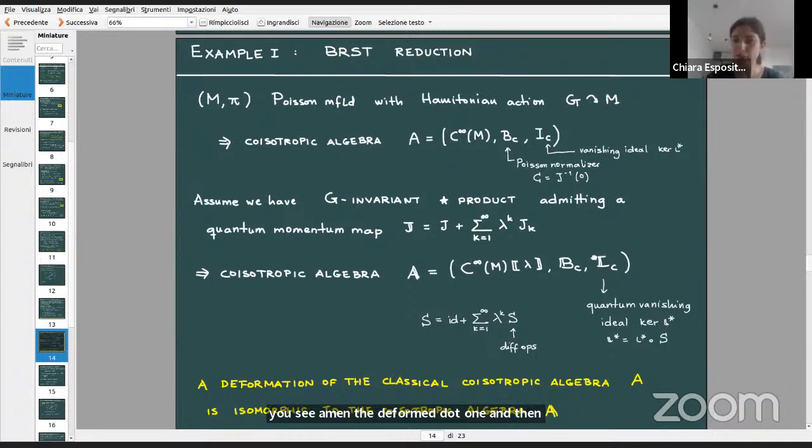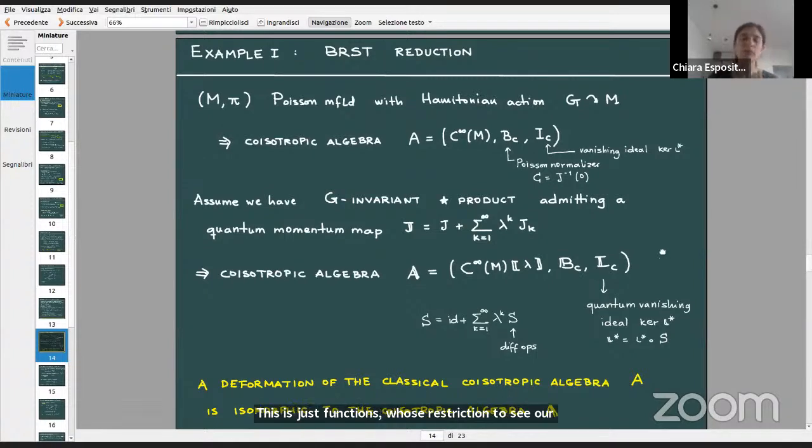And then you have the quantum vanishing ideal, which is the kernel of this map. So the classical injection composed with, let's say, a suitable S, meaning identity plus formal power series of differential operators. And this is such that I_C remains a left ideal with respect to the star product, of course. And B_C is just functions whose restriction to C are G-invariant.